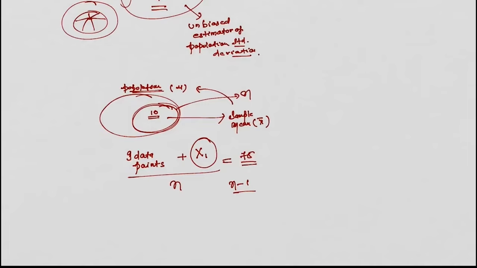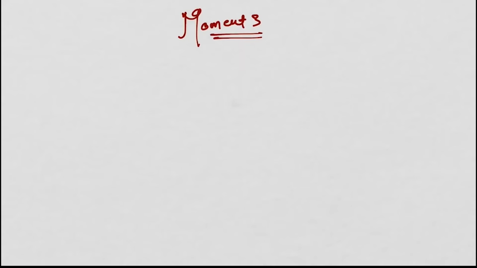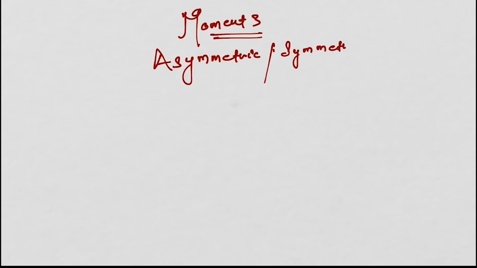So moment 3 is all about symmetricity and asymmetricity in the data. So it measures asymmetricity or symmetricity in the data, whether the data is symmetric or not.